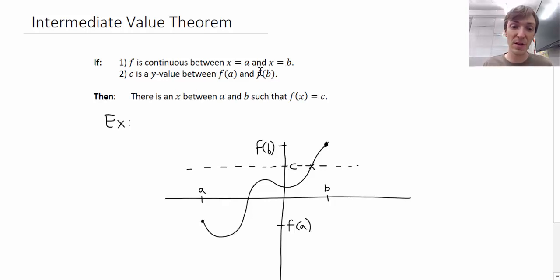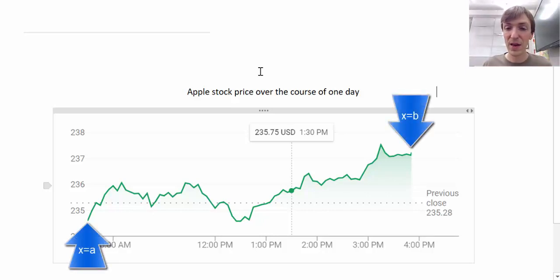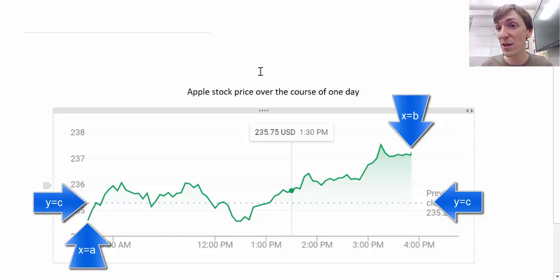If I'm going to get from down here to up here, and I'm going to do so with a continuous function, then I have to cross this dotted line. And furthermore, I have to cross any dotted line that's between the starting value and the ending value. Okay, let's go back to the Apple stock to say this one more time. So in this particular graph, here's the starting value, and here's the ending value. And if I pick some dotted line that's between those, some y value that's between those, some horizontal line between those, then the graph has to cross that horizontal line.